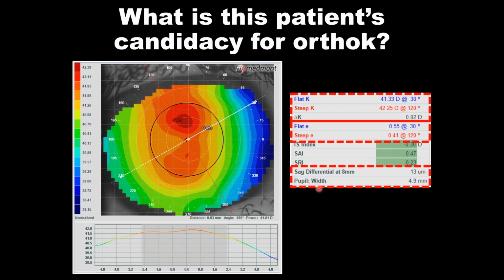Now last is pupil. If we were fitting this patient with a 5 millimeter pupil, we would be pretty confident that we could push enough plus into the pupil for myopia control. The pupil size is large enough. We know the average adolescent pupil is about 5.4 millimeters in normal illumination. So if you've performed your topography with the lights on, then we should have at least some idea of the average pupil size in room lighting.